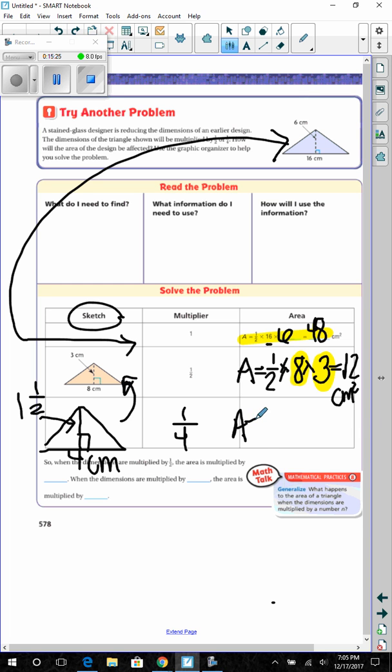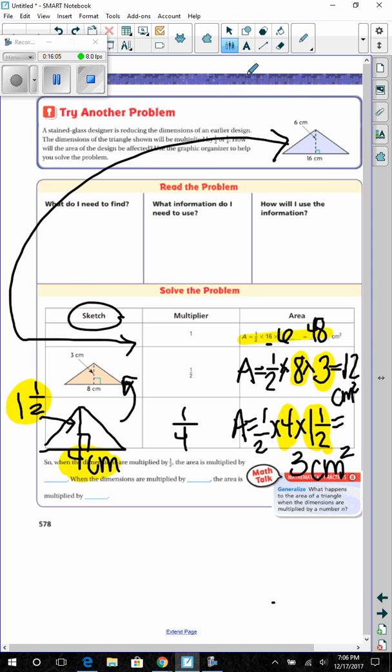So area equals 1/2 times 4 times 1.5 equals 3 centimeters squared. And then again, 4 centimeters is the base. That's why I plugged it in here. 1.5 centimeters is the height. That is why I plugged it in here. That's where the numbers are coming from.